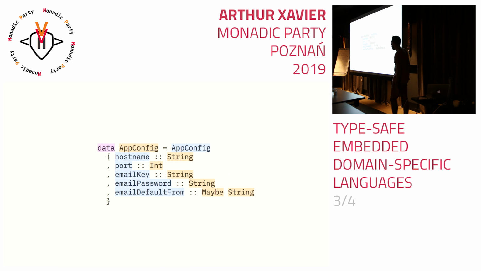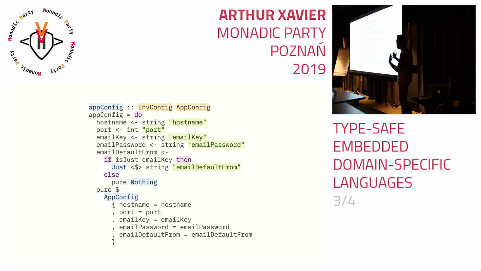If we now extend that basic app config data type with this email default from, it's a Maybe String, we can just say that it now depends on whether email key is defined or not. We want to pass this value. So we can now see here that email key appears to the right of the arrow. If we inline this thing, it appears to the right.